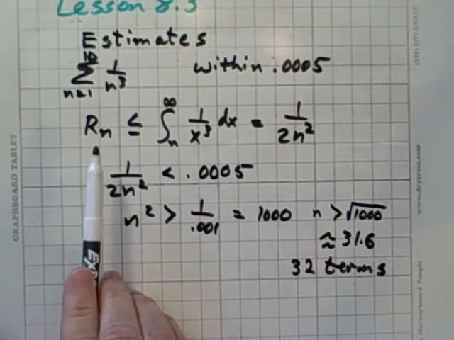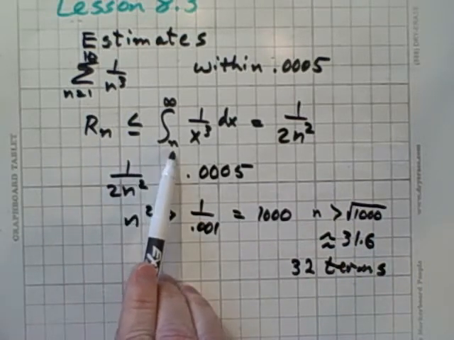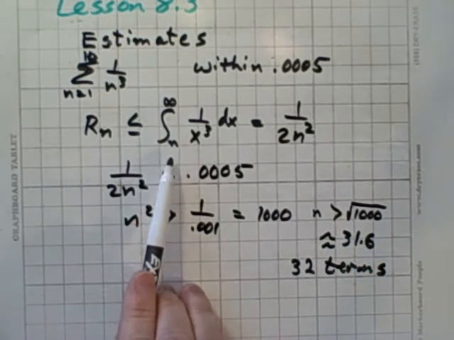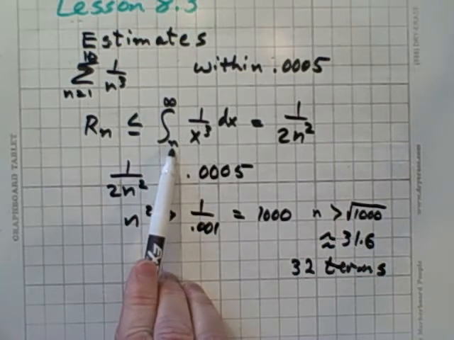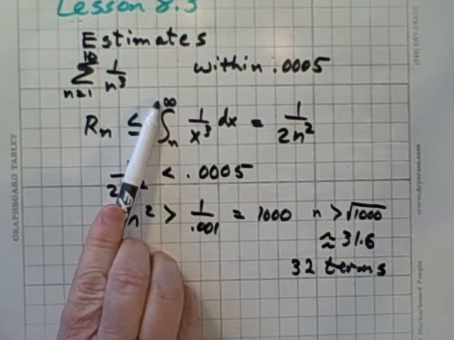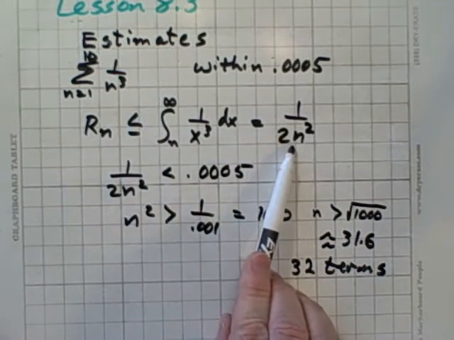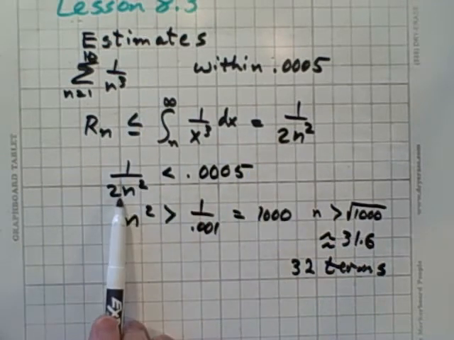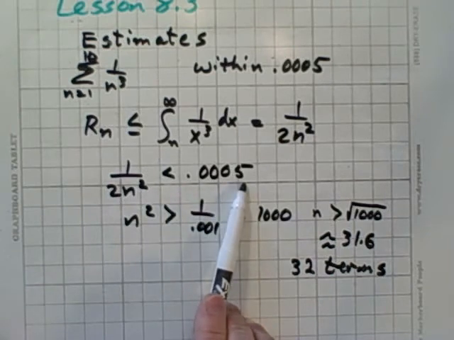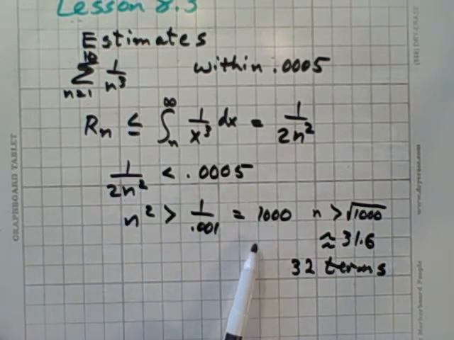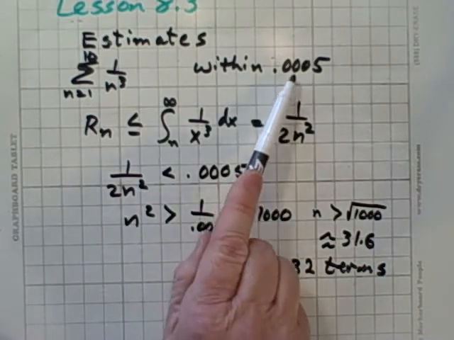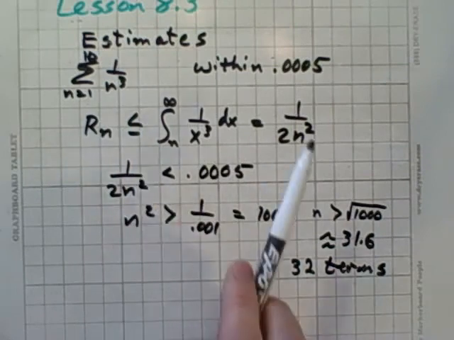Once again, we would carry out the improper integral with n as the lower value and infinity as the upper value, get a formula for it, set that less than the accuracy level, carry out the algebra to solve for n, of course round up because n has to be an integer. So if we take 32 terms, we will have a sum that is within 0.0005 of the infinite sum.